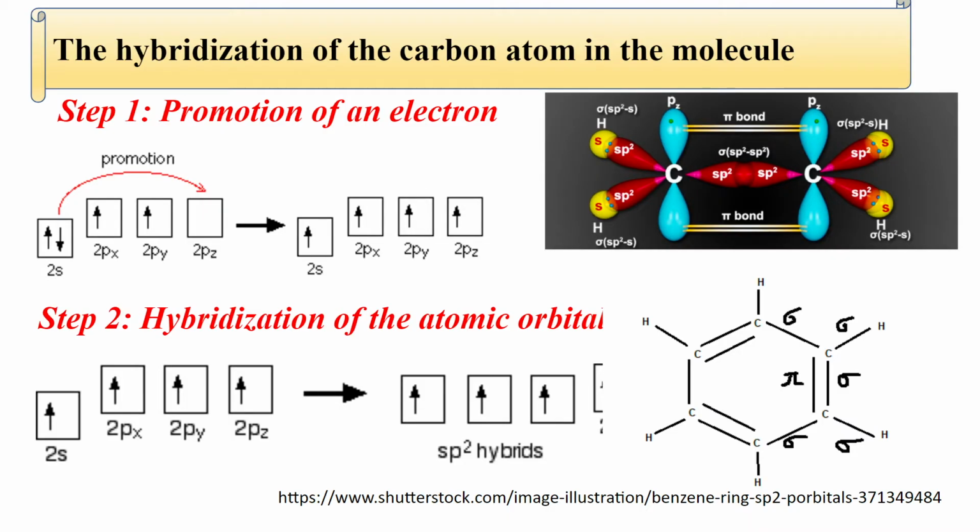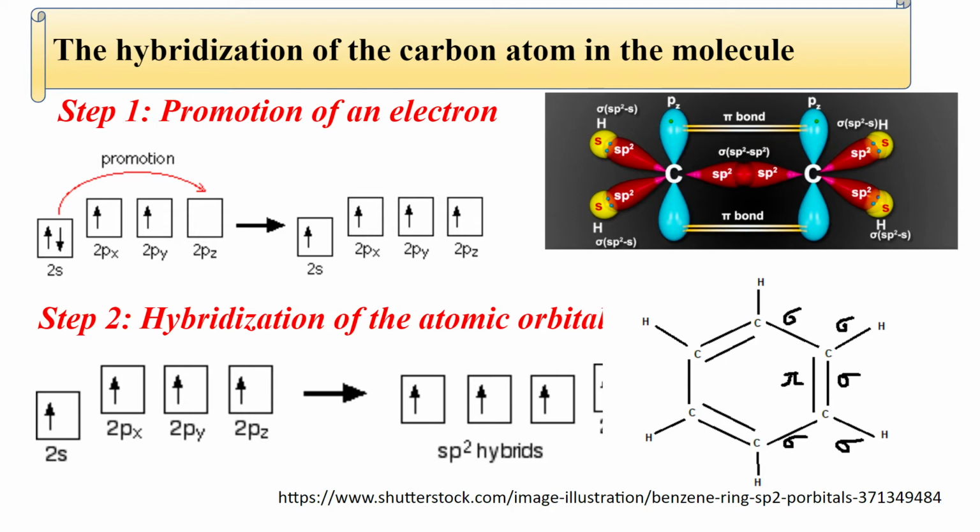The hybridization of the carbon atom in the molecule. Considering the sigma bonds, each carbon atom has to join to 3 other atoms, 1 hydrogen and 2 carbons, and doesn't have enough unpaired electrons to form the required number of bonds, so it needs to promote one of the 2s2 pair to the empty 2pz orbital. So the first thing that happens is promotion of an electron.